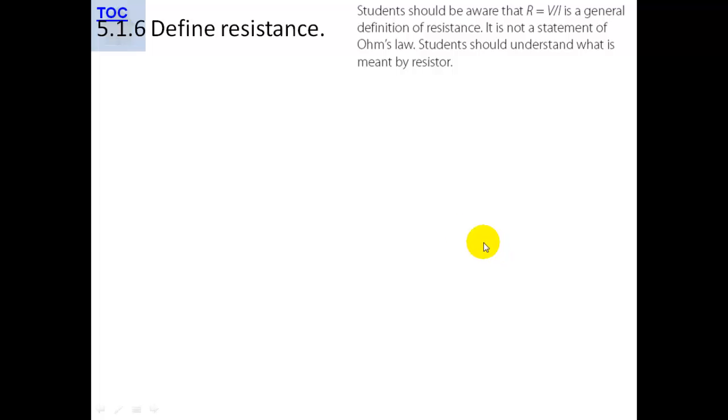Now we're going to look at resistance. In the syllabus it says that students should be aware that R is equal to V over I. It is a general definition of resistance. It is not a statement of Ohm's law, and students should understand what is meant by a resistor.